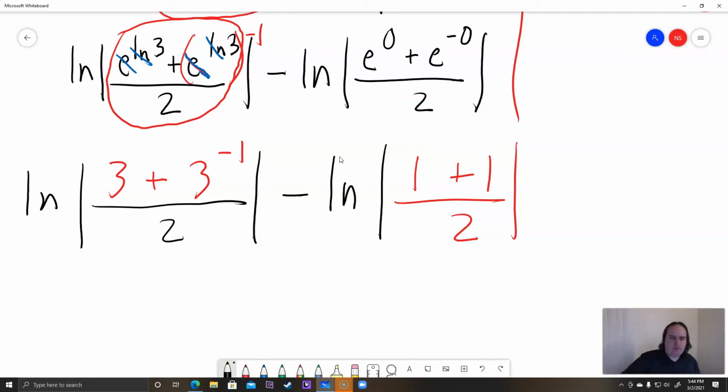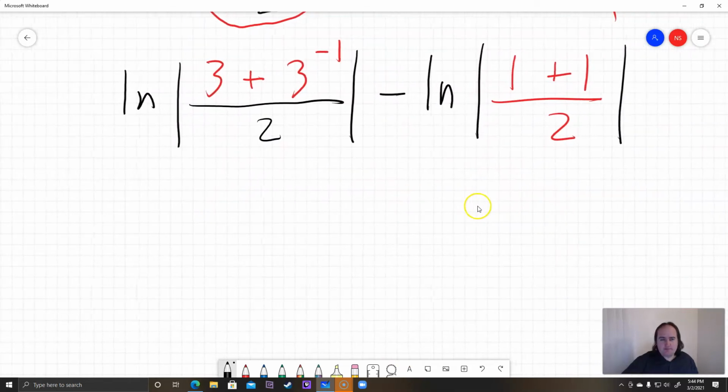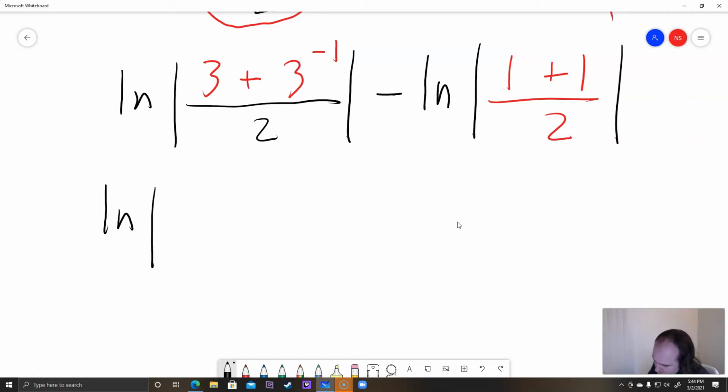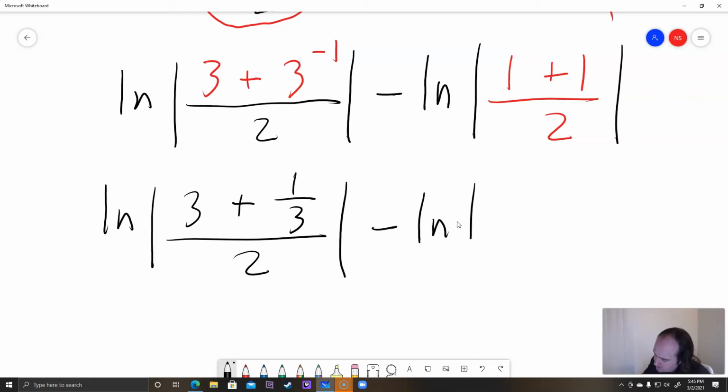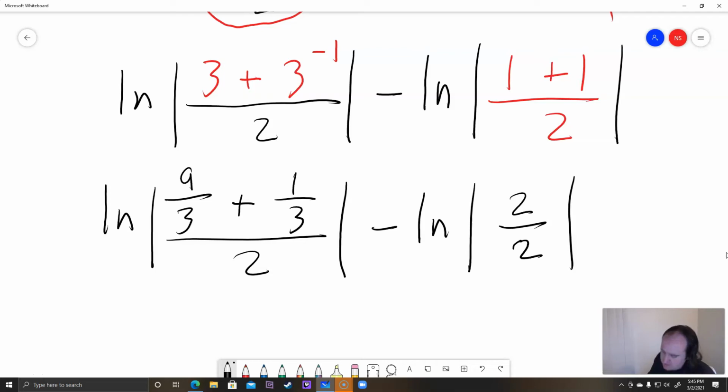All right, now for the first one, the 3 to the negative 1, if we move that 3 to the denominator, that's going to become 1/3. Okay, so we have ln of absolute value of 3 plus 1/3 all over 2 minus ln of absolute value of 1 plus 1 is 2 over 2. Okay? And then what's 3 plus 1/3? Well, we can build these to a common denominator. Remember, 3 is the same as 9/3, right? Multiplying the top and the bottom by 3, so they have a common denominator. And then adding, we're going to have 9/3 plus 1/3 is 10/3.